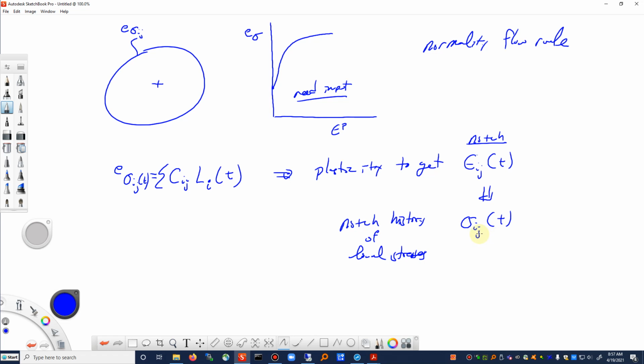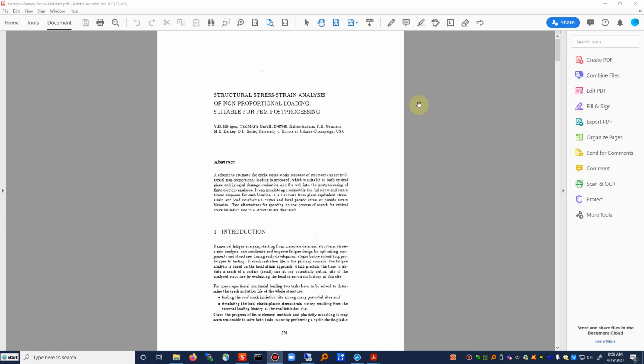So the idea between the first and second paper that I showed are very similar. It's just that the second one is easier to apply in a production environment where you're actually trying to implement this into a tool that engineers would use along with finite element analysis. There's all kinds of tricks to make your post-processing for notch plasticity more efficient, and that is in another paper. See if I can find that. Yeah, here it is: Structural strain analysis, non-proportional loading suitable for FEM post-processing.